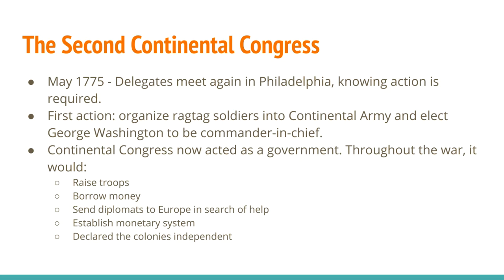But most importantly, as a self-declared government for the people of the American colonies, it would declare the colonies independent of Great Britain. Okay, that's the most important thing they did. They said, we don't care what you think, we don't care what you do, we are independent. We are declaring our independence.